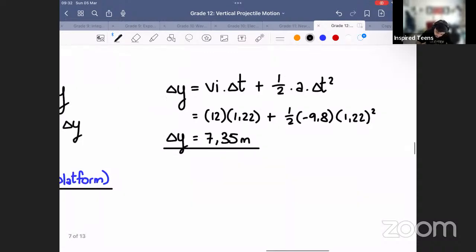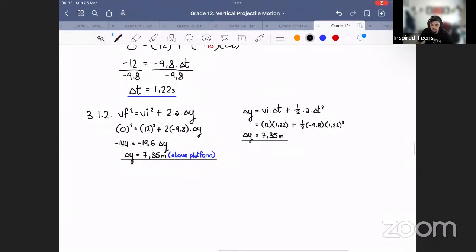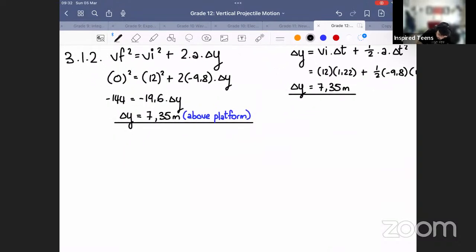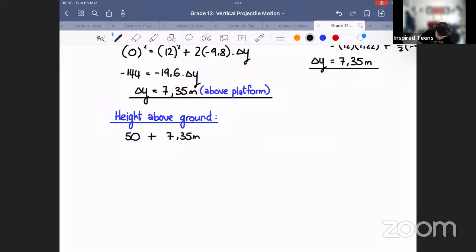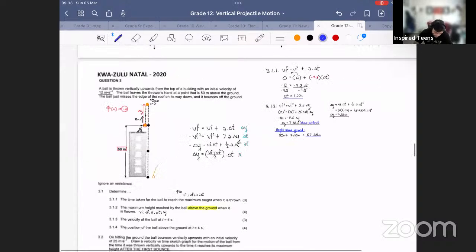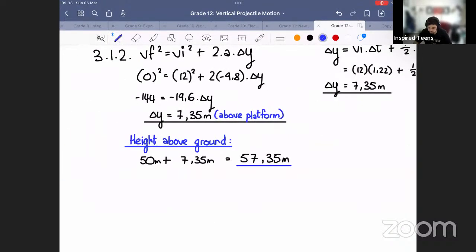Okay, I'm forgetting the units, it's in meters. Don't worry, I'm just showing you that you can get it utilizing the same formula, even with your rounded off previous time. It's perfectly fine. Now, what do we need to do? We need to calculate the height above ground. So the height above ground is going to be 50 plus 7,35, which is equal to 57,35 meters. Please write neat and legible, and make sure your final answer is clear. So the final height above is 57,35 meters.